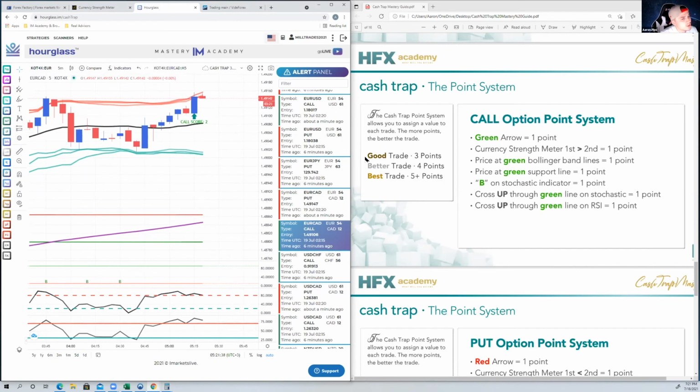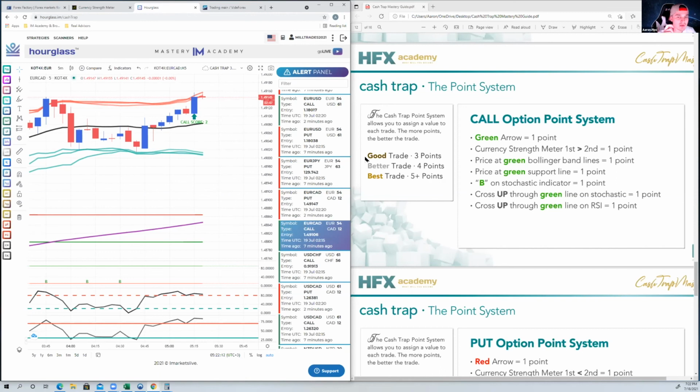Obviously, in an uptrend, would this be worth buying for us? No, because you want good, better, or best trades. But because you're making an educated decision, you could have possibly taken this because it was a score setup of 2, and it could possibly build up to a 3 or 4 point trade. So why is it a 2-point trade? If there's a call option, you add 1 point if there's a green arrow. So we're at 1 point. Is the currency strength meter, the top, stronger than the bottom? Yes, it is. Euro CAD is 54/12. So we're at 2 points.